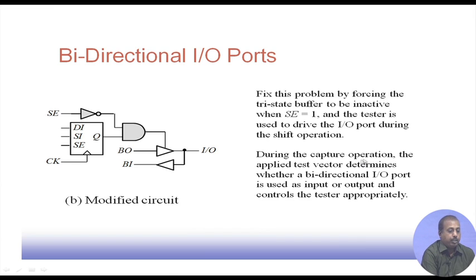During the capture operation, the applied test vector will determine whether a bidirectional IO is used as input or output, and it controls the tester appropriately. So, that is the scan shifting time, or scan enable time, but when it is actually the capture cycle, then of course this is 0. So, this is 1. It depends on this Q setting, and that is actually decided by the combinational logic coming through this DI input. This Q is set. So, if this Q is 1, then this buffer may be enabled. As a result, whatever is the BO value will come to the IO, and that in turn will go to the tester as the response pattern. So, that can happen.